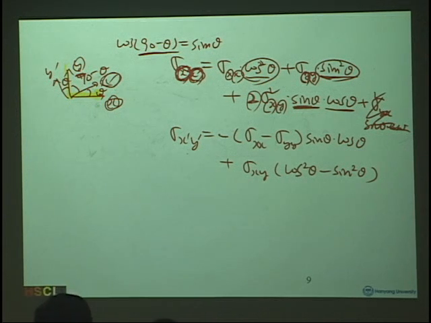Here is the same thing. x prime x, what is that? Cosine theta. x prime y prime. I'm sorry, x, y prime and x. There is the minus sine theta and so on. These are the relations.